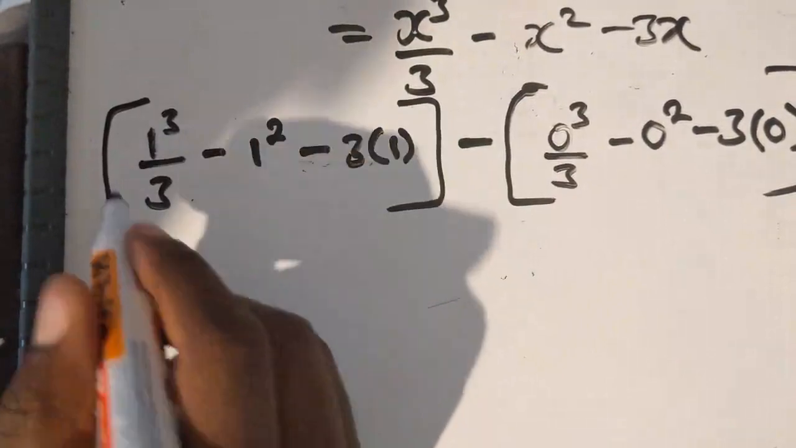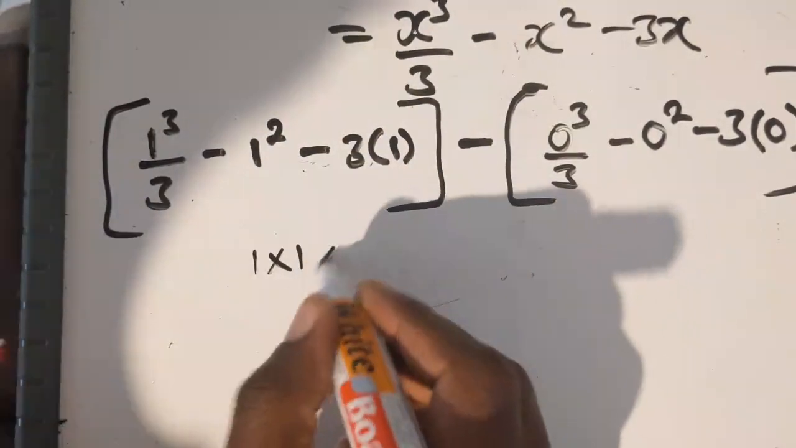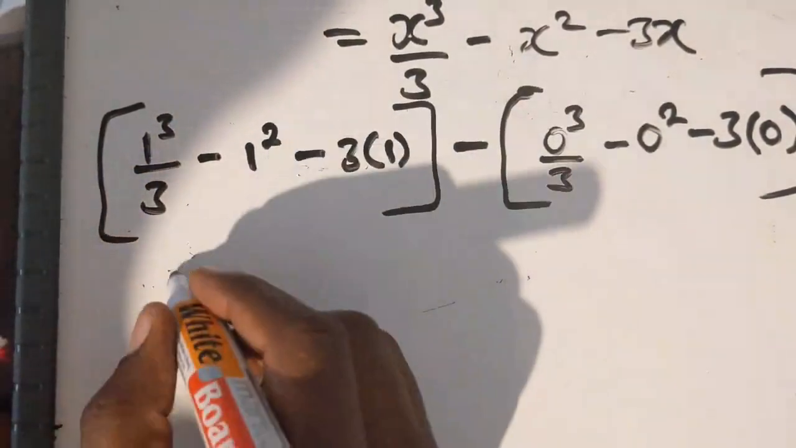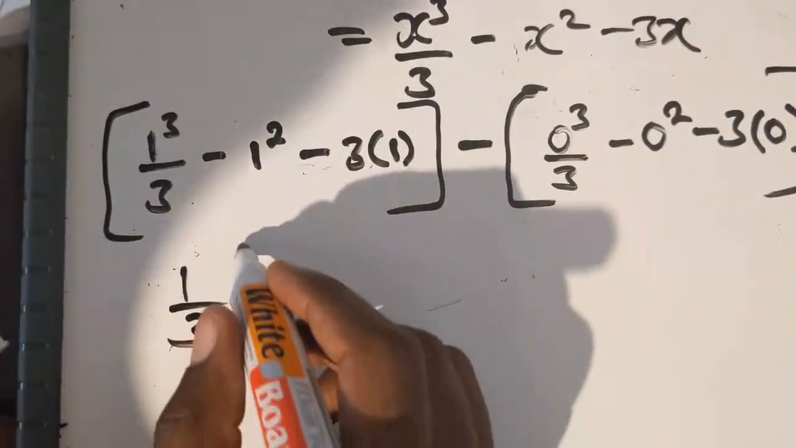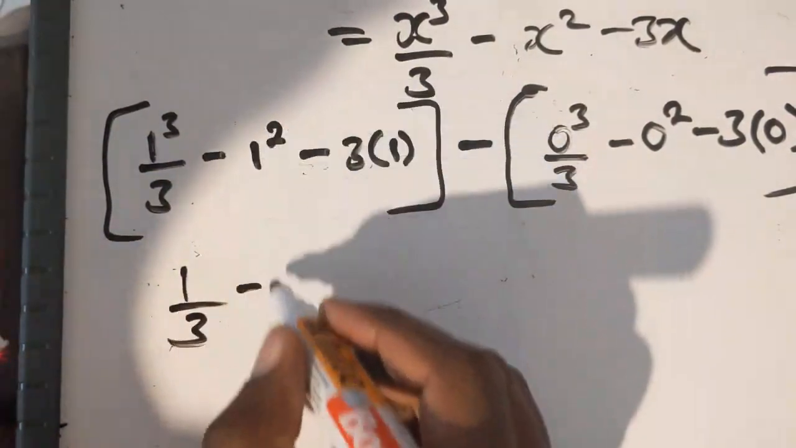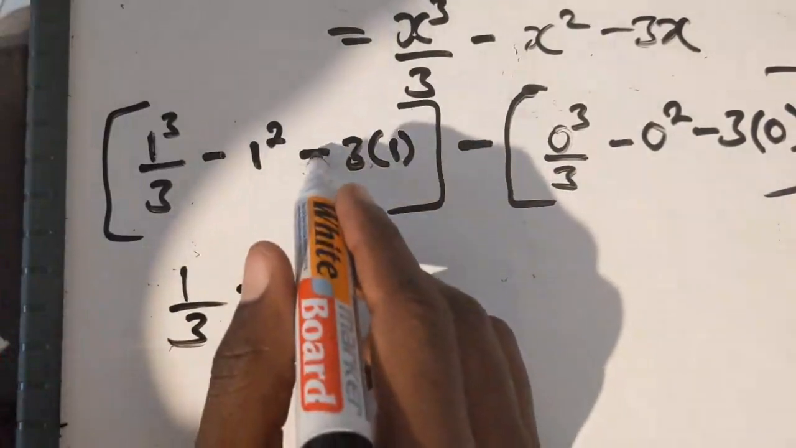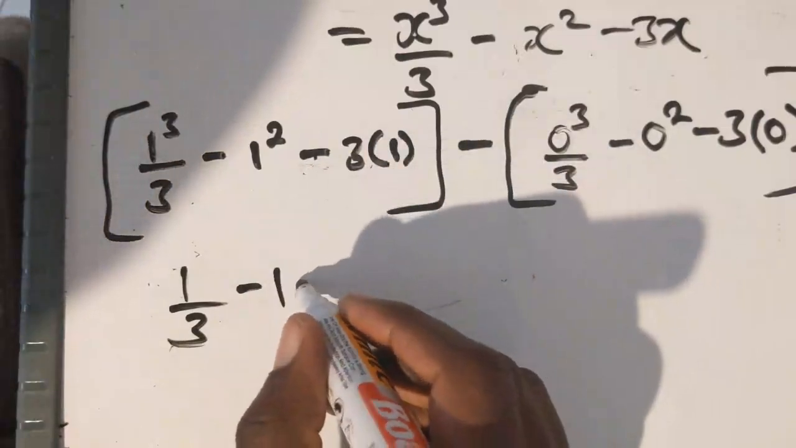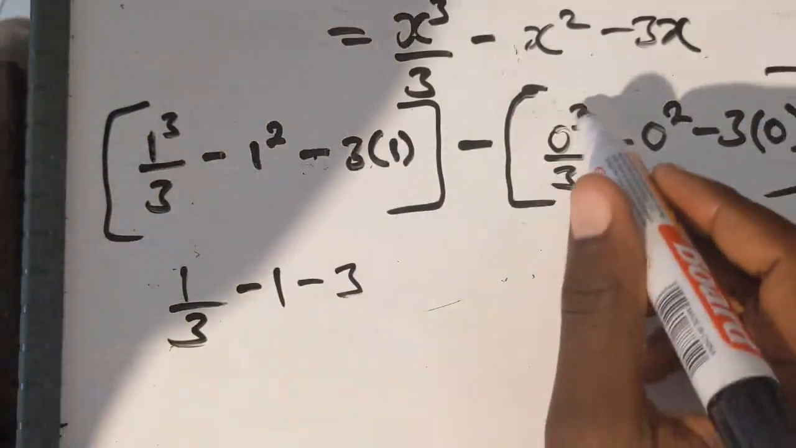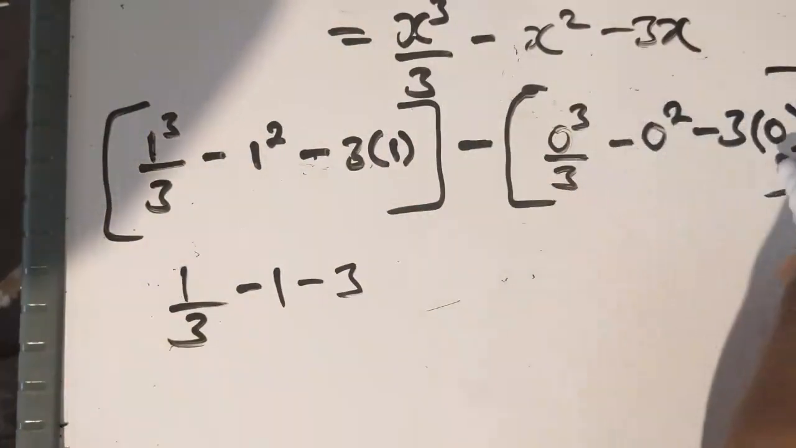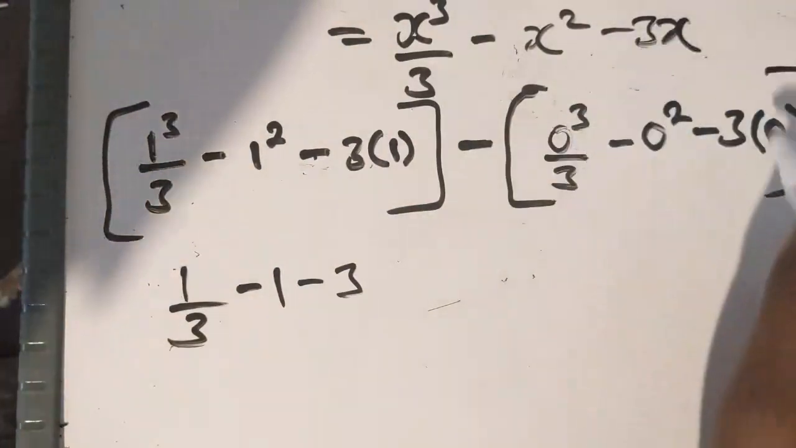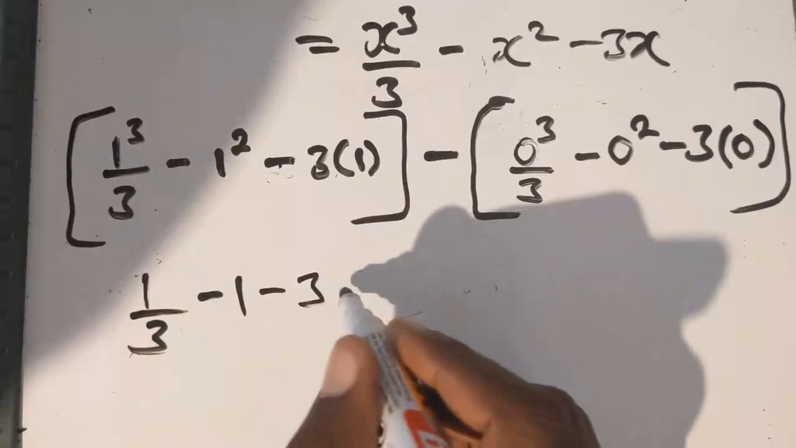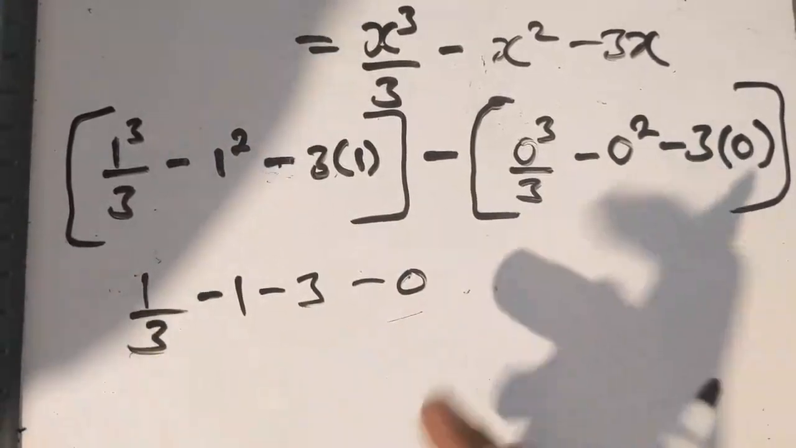So 1 to the power 3 is just the same as 1 times 1 times 1. So 1 to the power 3 is going to give you 1. So it is 1 over 3. Then minus 1 to the power 2 is just 1. Then 3 times 1 is just 3. So negative 3 times 1 is just negative 3. Here when you square 0, it's just 0. You divide 0, 0. So everything here will be 0. So it will be just like this minus 0, and it doesn't mean anything.